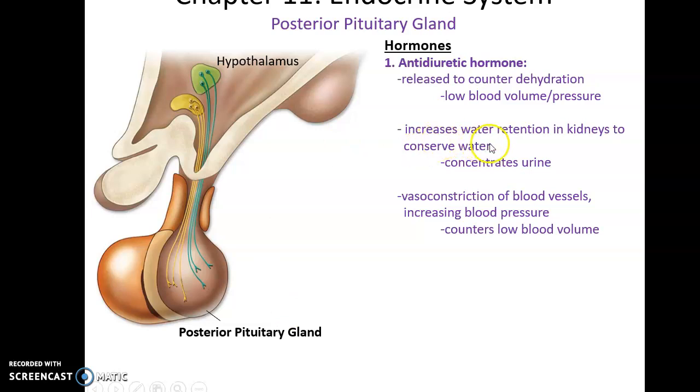Now, some water has to get used for this process, but antidiuretic hormone decreases the amount the kidneys is going to use. The other effect is vasoconstriction of blood vessels. So the antidiuretic hormone causes many blood vessels to constrict, and that will increase blood pressure. And that's a way to try to counter the low blood volume and the resulting low blood pressure, because if blood pressure gets too low, then blood cannot reach all the tissues it needs to, and that can lead to a lot of problems.